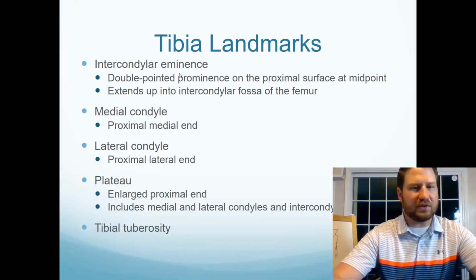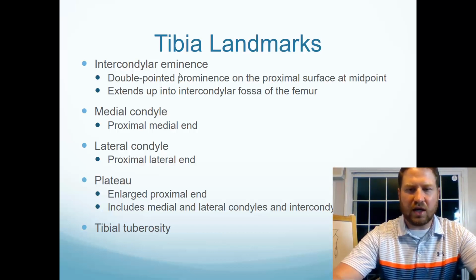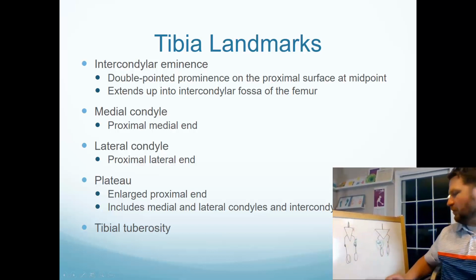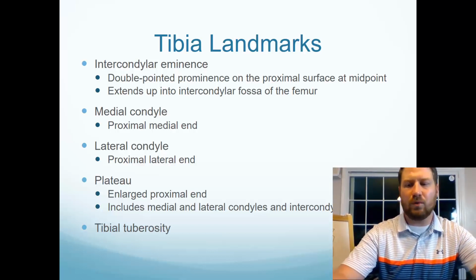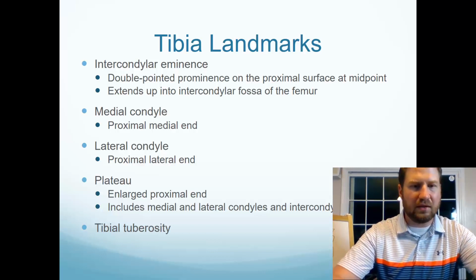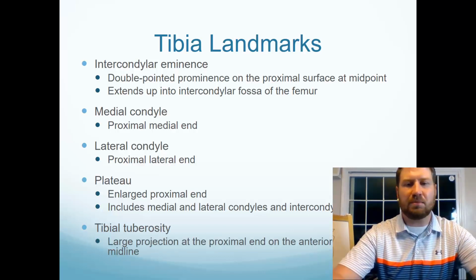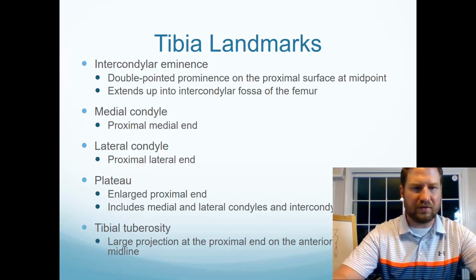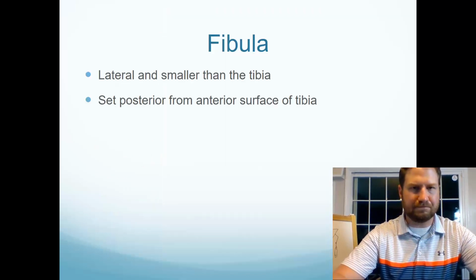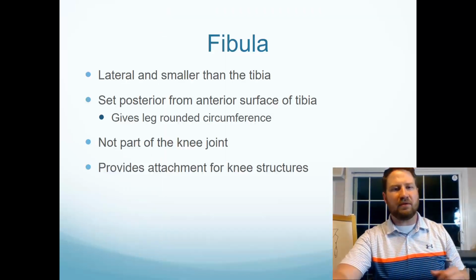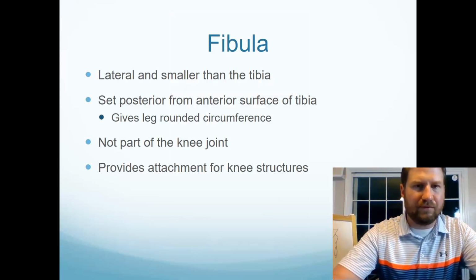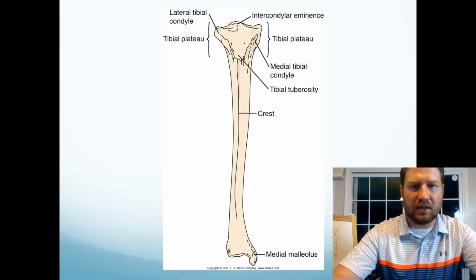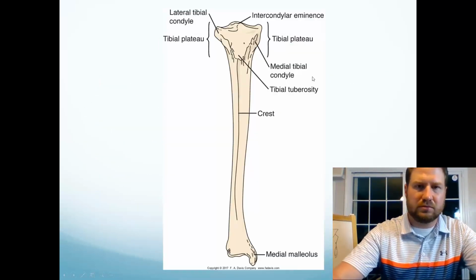Okay, the plateau is the large proximal end, includes the medial and lateral condyles and the intracondylar eminence. Oh, I already erased it. Okay, that's the tibial plateau, and you'll hear me talk about that. Tibial tuberosity is that large projection on the proximal end on the anterior surface in midline. Okay. Awesome thing about the fibula is that it does not include weight bearing. Okay, so that was it for the tibia. Not a lot going on.